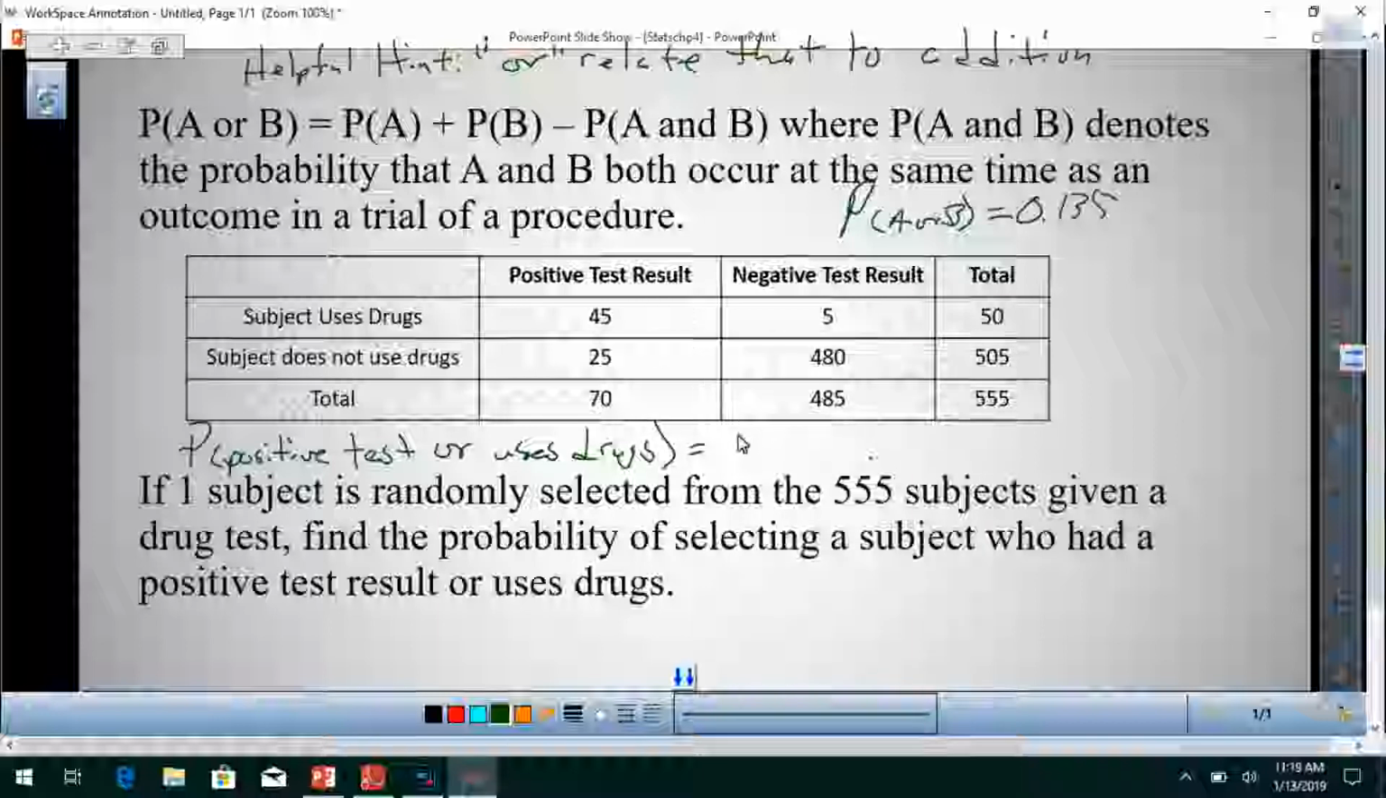So positive test result, we had 45 plus we had 25, and then a subject who uses drugs. Well, we got 5 here plus 5, and we divide that by 555, and again we get 0.135. You can try it in your calculator and see what you get. So both ways you get the same answer. Myself, I prefer to do the intuitive approach. That way I don't mess it up. Sometimes you will. It's easy to do.